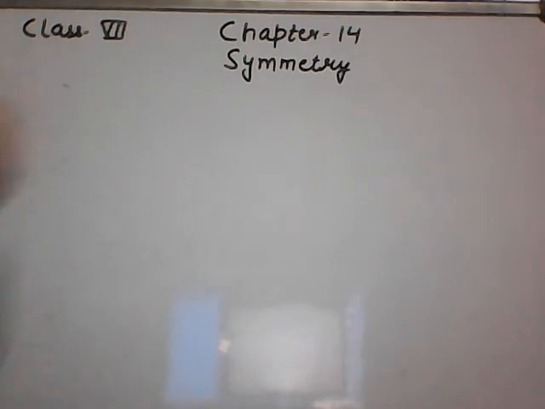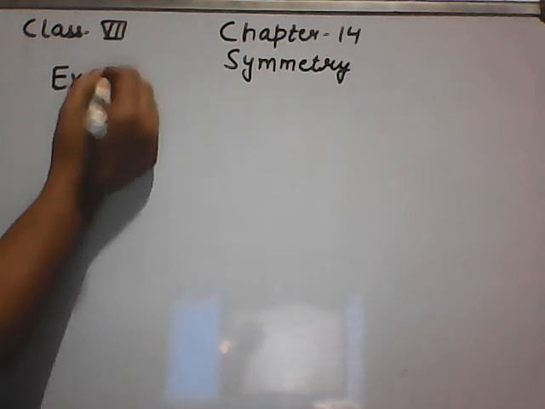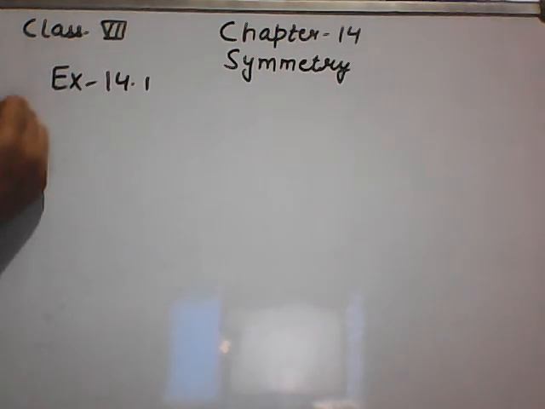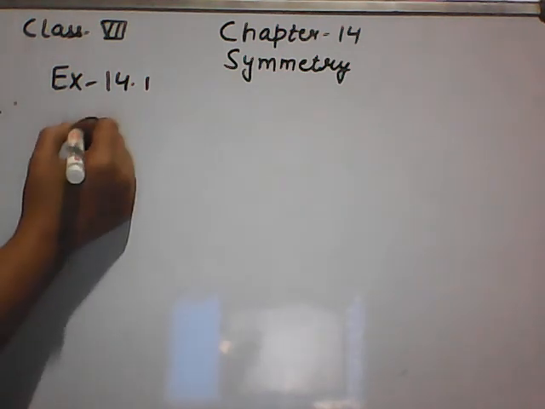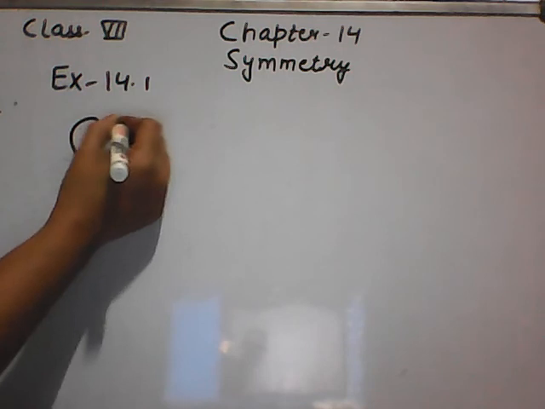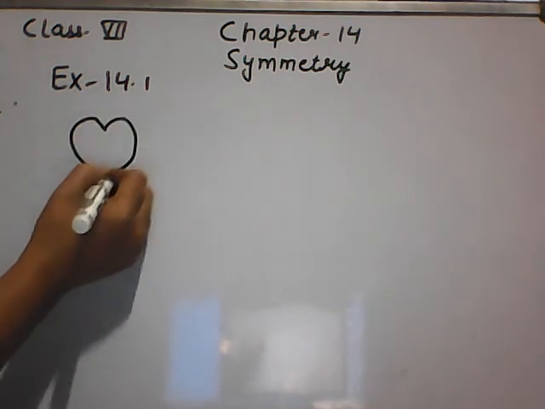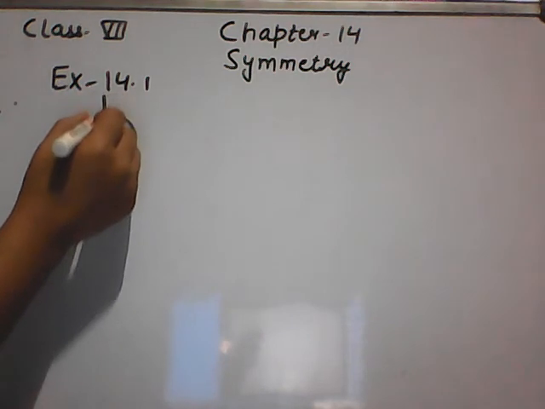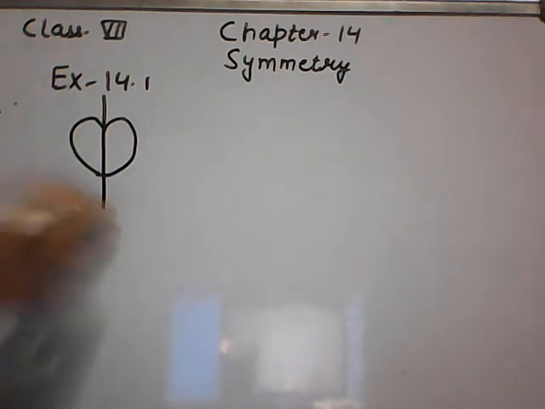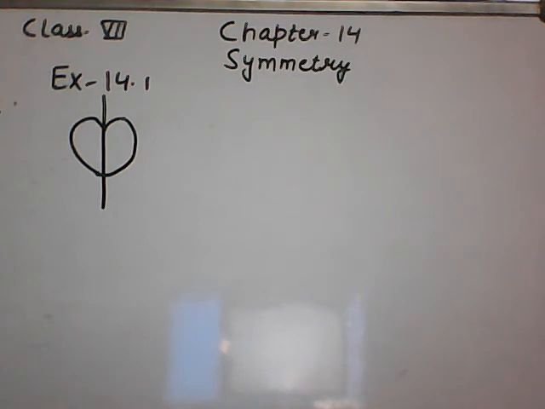Let's start exercise 14.1 with question number 1. In this question, some figures are given to you. You have to identify which of the following figures has a line of symmetry. The first figure is given in a heart shape, and you have to check whether this figure has a line of symmetry or not. If we fold this figure along this vertical line, then the two parts overlap each other. So we can say this figure has a line of symmetry.